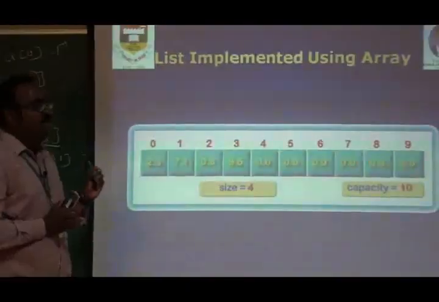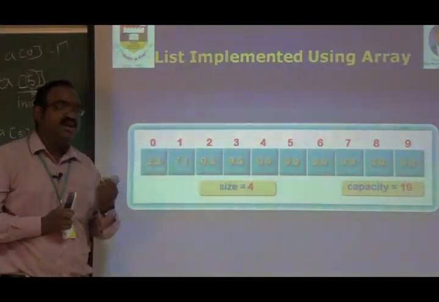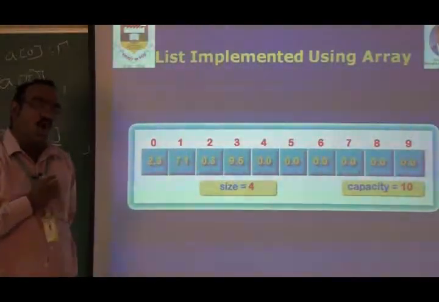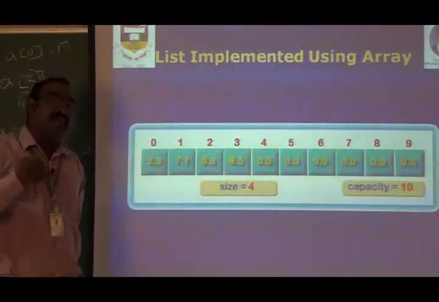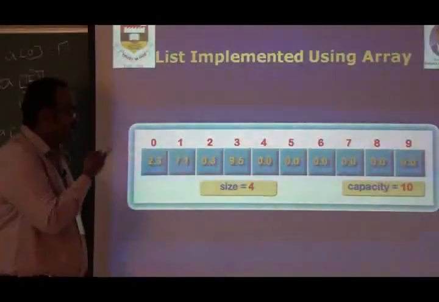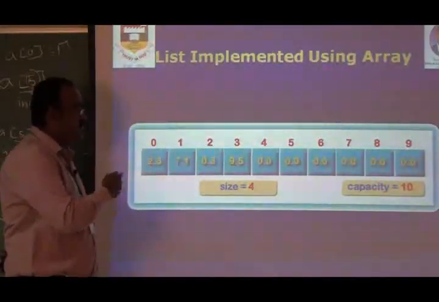Right. So this is a list implemented using an array. It is a schematic representation, and very simply you can understand how a list is represented via an array. You know that a list is made of ordered elements, and ordered means ascending order. So 2.3 is a data, 7.1 is a data, 0.3 is a data, 9.5 is a data. It is not an ordered list because 0.3 is placed after 7.1.